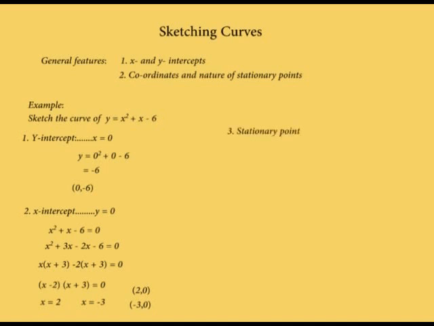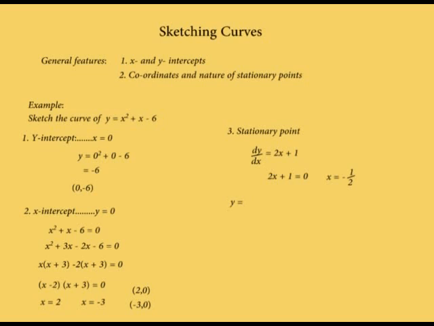Stationary point, dy over dx is equal to 0. So the gradient function for that will be 2x plus 1. 2x plus 1 is equal to 0 and x is equal to minus a half. At the stationary point, x is equal to minus a half. What will be the y-coordinate?